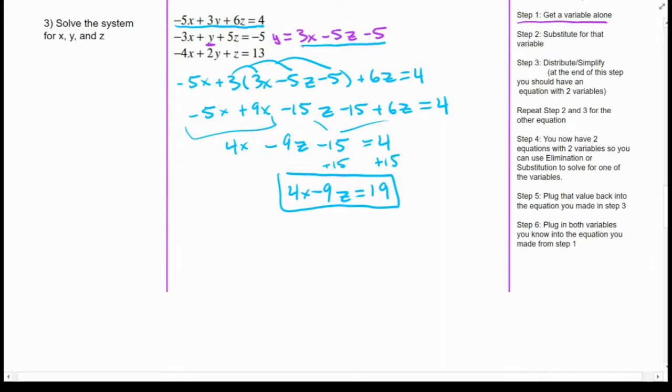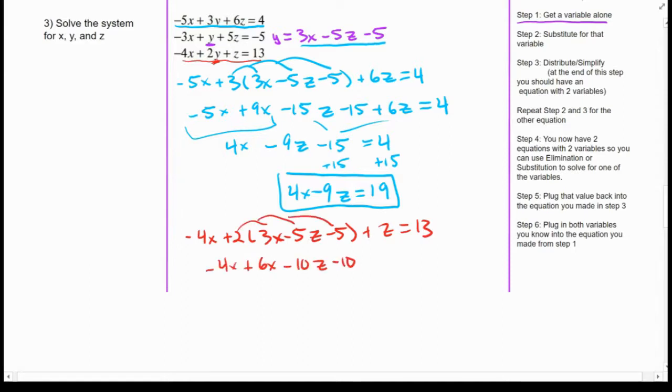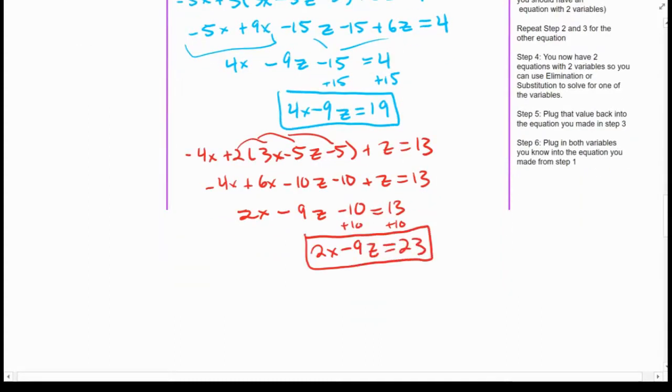So the next thing here is that I need to use substitution again, saying I know y is equal to all this purple stuff, so I'm going to plug that in for y on my third equation this time. So it's going to be negative 4x plus 2 times all of this junk. And now I need to distribute and simplify. And now I have my two equations, one in blue, one in red, and both have just x and z. So I'm down to two variables.